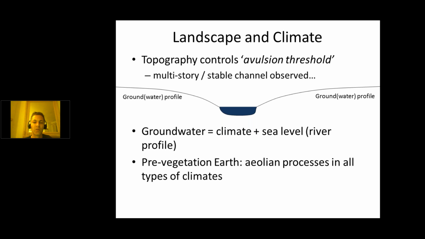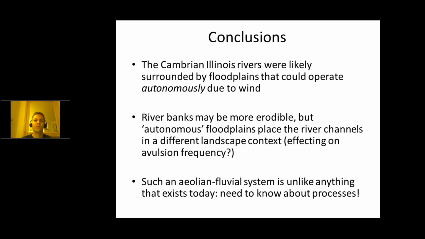The groundwater level is obviously controlled by the base level or the climate, and by the sea level and the river profile, and then by the climate, by the recharge. So we've got an indicator here of climate as well as sea level change. And so in a pre-vegetation Earth, the aeolian processes would have occurred in all types of climates, would have been prolific, but may not have resulted in the formation of distinct aeolian dune fields in that case.